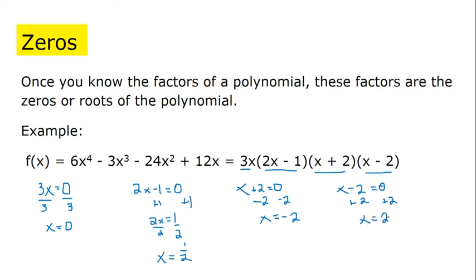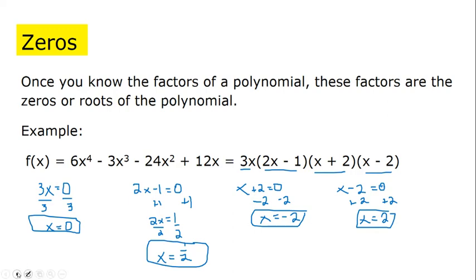So now my zeros, or roots of my polynomial, are x equals 2, x equals negative 2, x equals 1 half, and x equals 0. That is how you get your roots. Once you have it in factored form, just set each of the factors equal to 0 and solve for x.